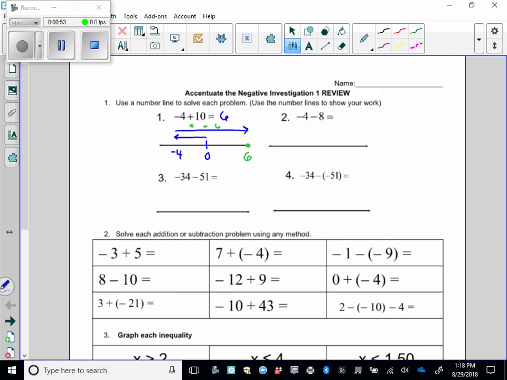This next one, starting at 0, I'm going to move over here. I'm going to go -4. And I'm subtracting 8. So when I subtract a positive number, I just head to the left 8 units. And so if this is 4 units and that's 8 units altogether, I'm at -12.